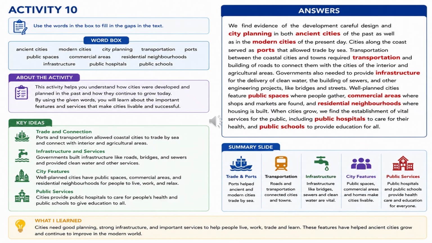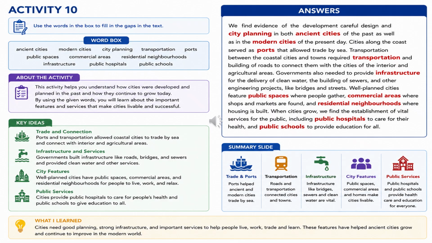So first, trade and ports have always been important because they allow cities to exchange goods with other regions. Second, transportation and infrastructure connect people, support businesses, and improve daily life. Similarly, well-planned cities include public spaces, commercial areas, and residential neighborhoods to meet the needs of the community. Lastly, every successful city needs good public services such as hospitals and schools, because they improve people's quality of life.